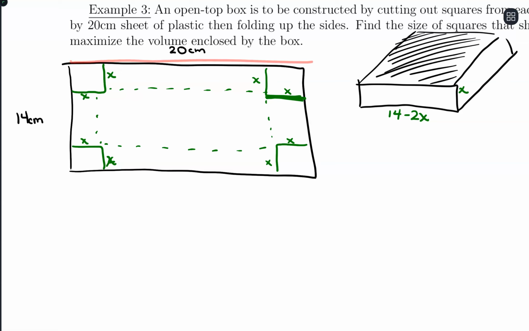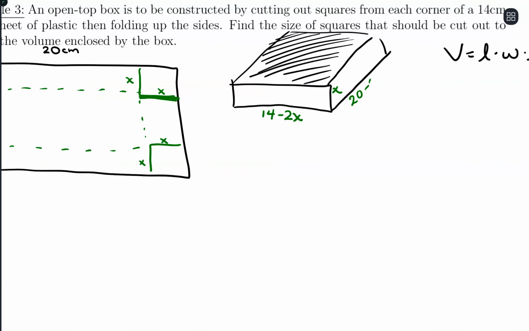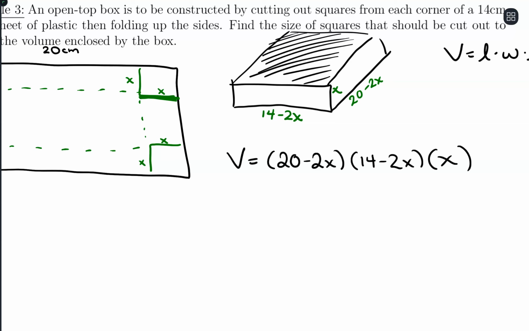And then for the length of the box, we have these total 20 centimeters, but we're going to take out 2 squares. So we'll have this 20 centimeters minus x minus x, which is 20 minus 2x. So for volume, our length is 20 minus 2x times the width, which is 14 minus 2x, times the height, which is x. And what we want to do is maximize this. So actually we can leave it just like this.